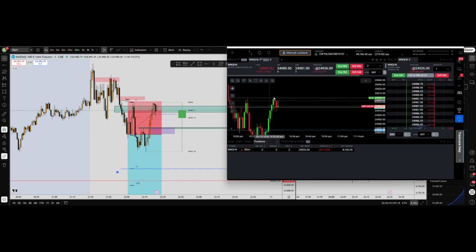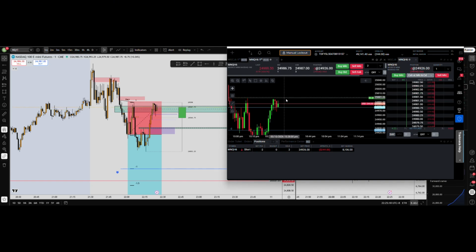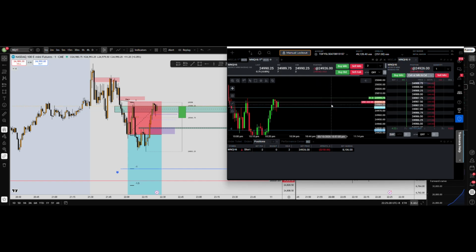I hate this about trading. It teases you. You already know that it's gonna hit the stop loss, but it just teases you, right? That's what I hate.